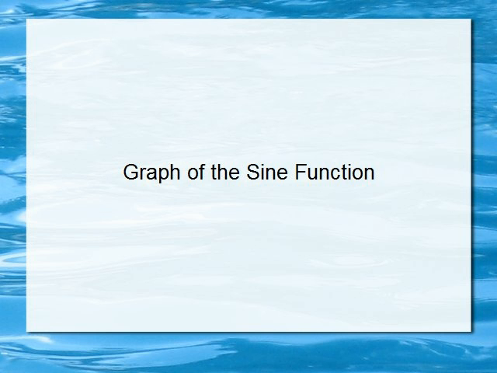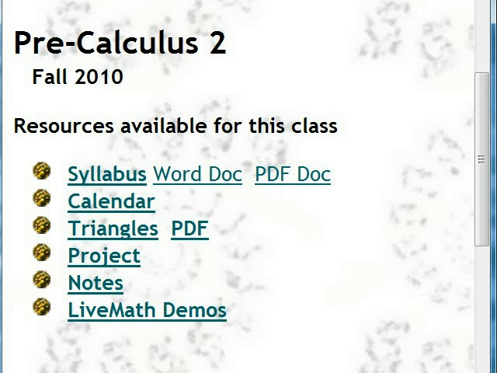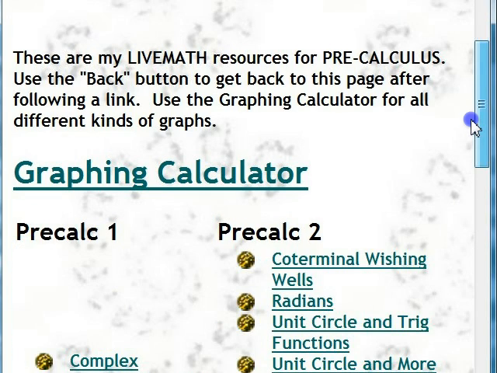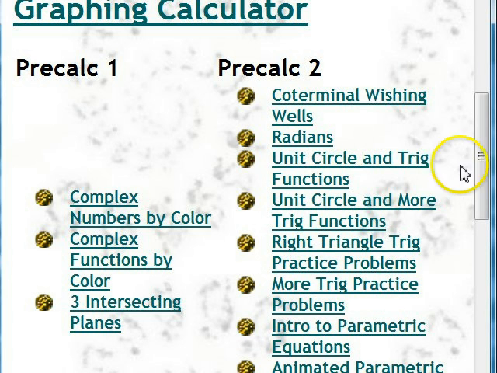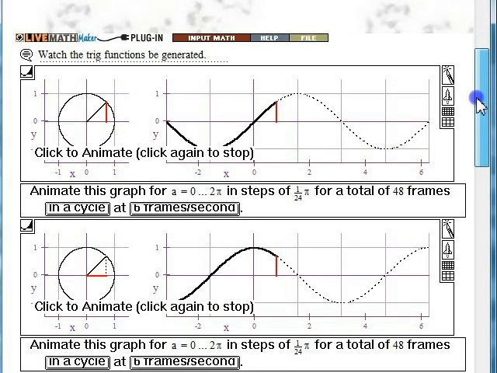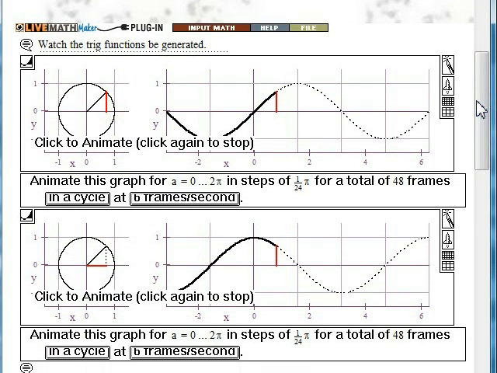Now, from the web page, if you click on the link for Pre-Calculus 2, these are the resources you have for this course. I'm going to click here on Live Math Demos, and it pulls up this page that's got a bunch of stuff for pre-calculus, both pre-calc 1 and 2. In particular, I want to look at the unit circle and trig functions. So I click on that, and it pulls up this page here. I'll scroll down so we can look at what I want to look at. In particular, I want to look at this first set of graphs right here.